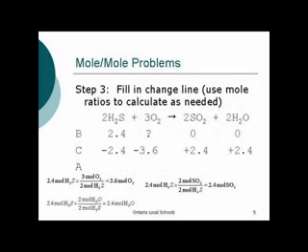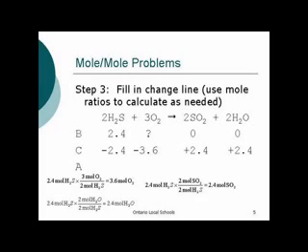Next, we're going to fill in the change line, and we're going to use the mole ratios to calculate these as needed. We know how many moles of H2S that we have, so we're going to use the mole ratio between H2S and O2 and SO2 and H2O to fill in the amount that changes. So you can see below the calculations are done. We know that H2S is the limiting reactant. When you're only given the amount of one reactant, that's going to be the limiting reactant.